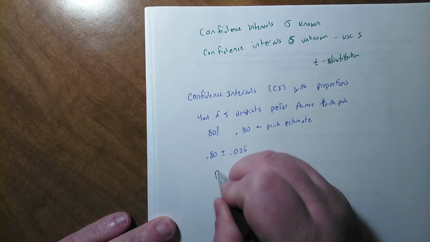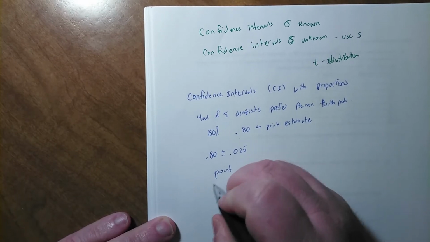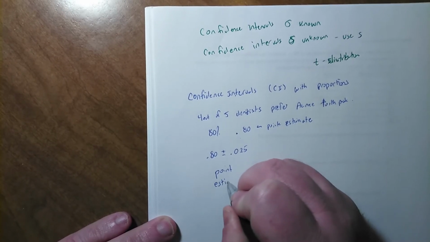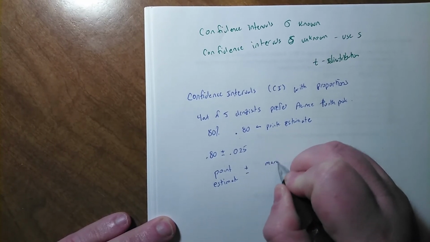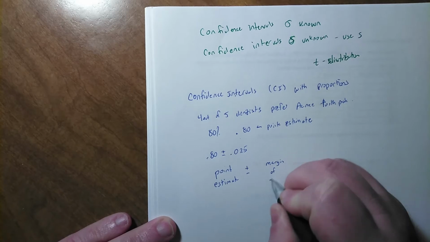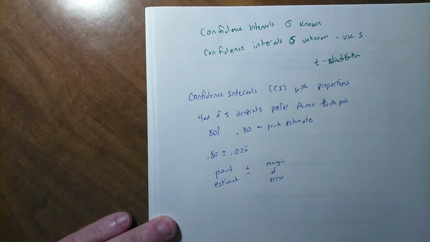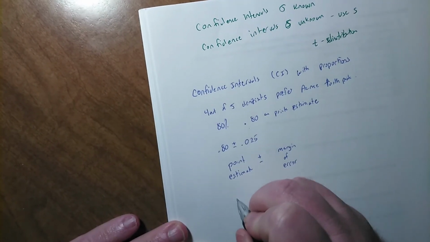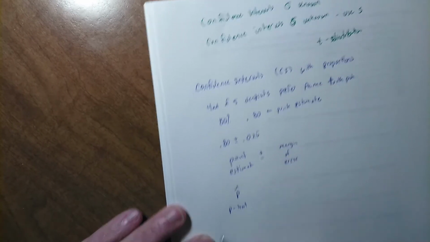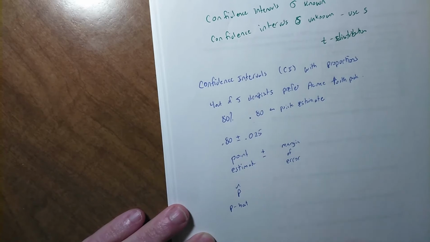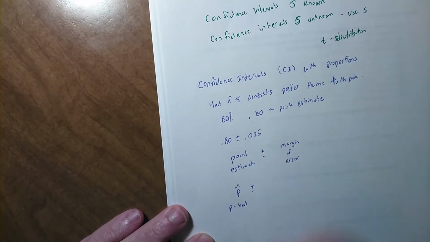Okay, so just to go back over this, right? Every confidence interval is point estimate plus or minus some kind of margin of error. Now in this case, our point estimate is going to be called p hat. Okay, that's how you pronounce this guy. It's called p hat, right? And that's going to be plus or minus.